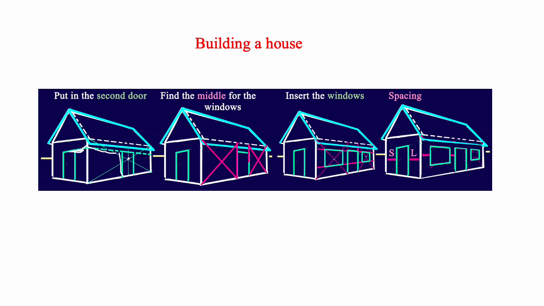And then when you put in windows, you want to find the center of both sides of the door. And then you put in the windows here. And again, the windows usually line up on top with the door. And your spacing generally should be slightly larger close to the viewer, and smaller further away from the viewer.